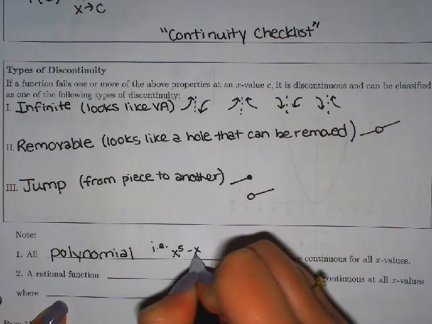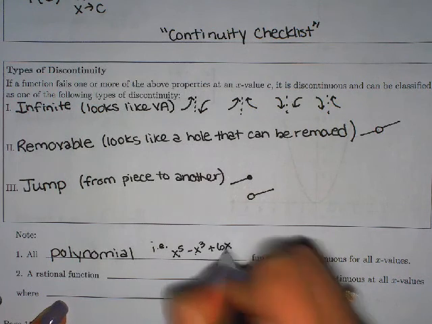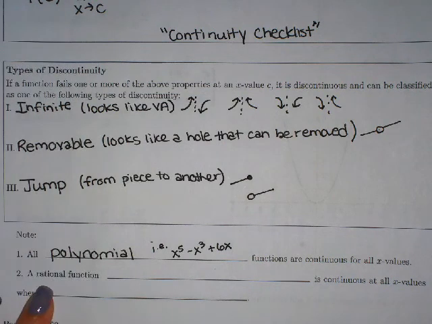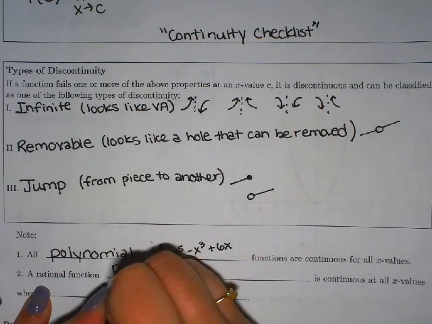So we can give ourselves an example. x to the fifth minus x cubed plus 6x. Something like that. That's going to be continuous everywhere. Nothing makes you divide by 0 or take the square root of a negative number. There's nothing illegal that's going to happen there.